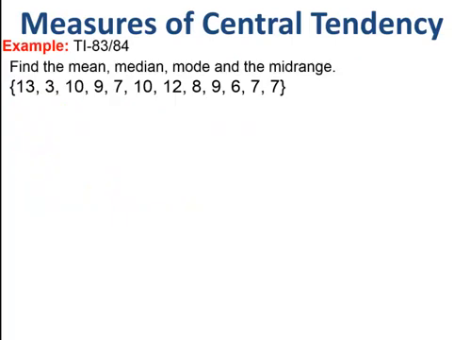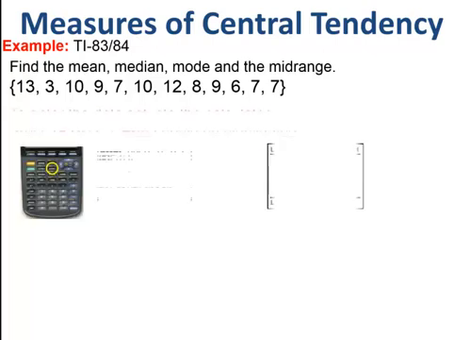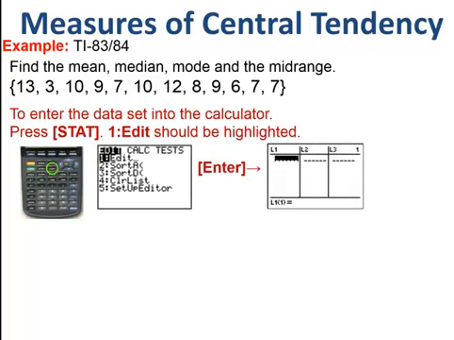So let's do an example, and we're going to be using the TI-83 or 84 calculators. I'm going to show you step by step how to enter the data into the calculator and how to find the values. We want to find the mean, median, mode, and the mid-range. So we have this data set, and we're going to enter it into our calculator.